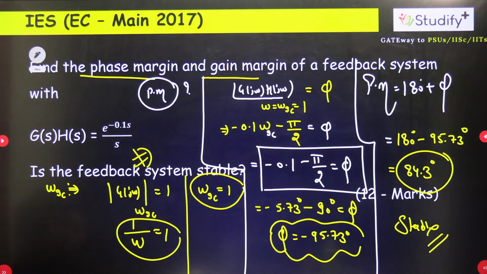Is it 10 pi upon 2? So is it 5 pi? Omega PC is 5 pi.